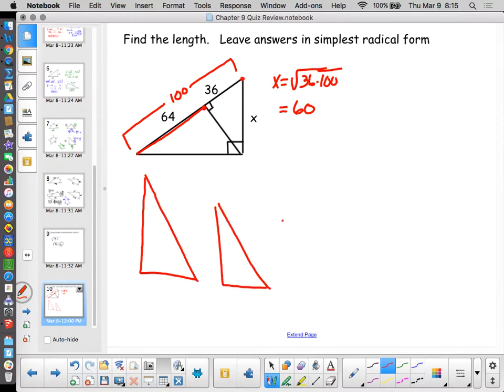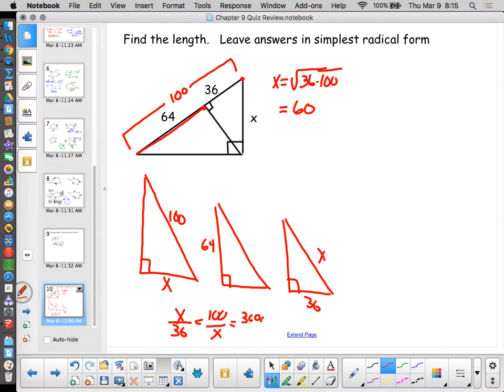Mama, and baby triangle. Papa triangle has a hypotenuse of 100 and a short leg of x. Mama triangle has a long leg of 64. We don't know the short leg or the hypotenuse. Baby triangle has a short leg of 36 and a hypotenuse of x. And I get x over 36 equals 100 over x.